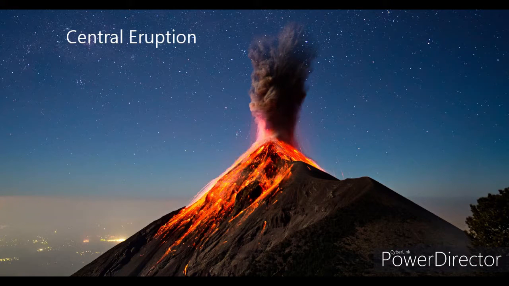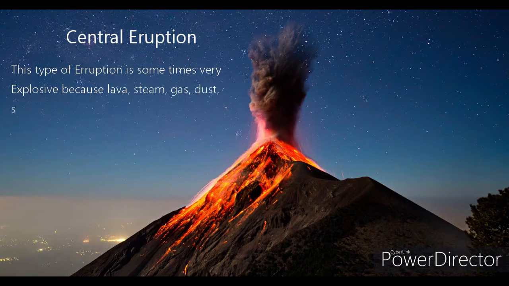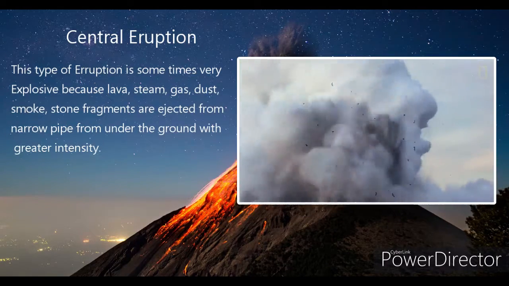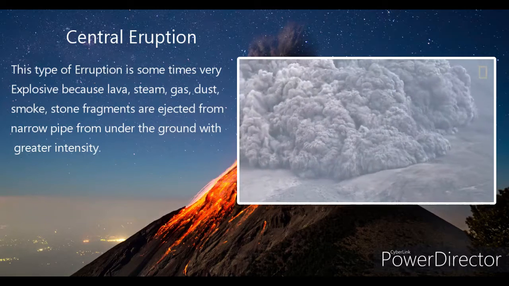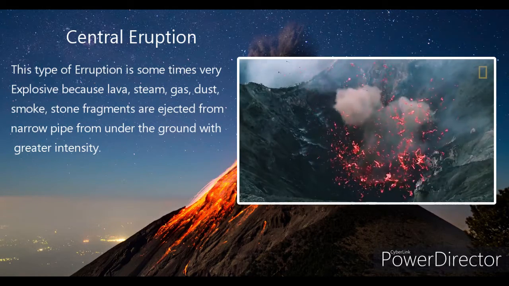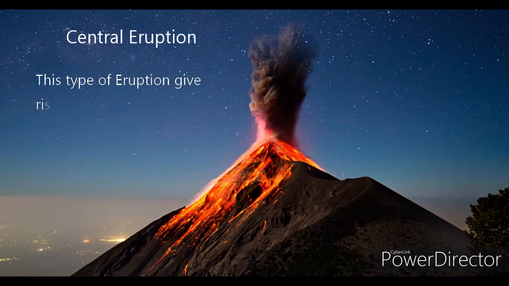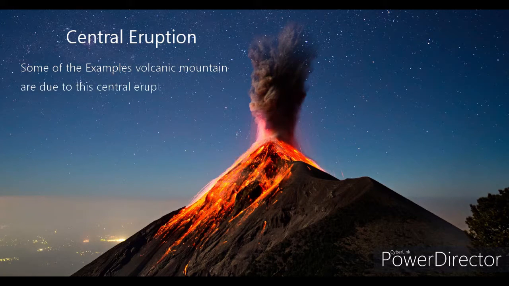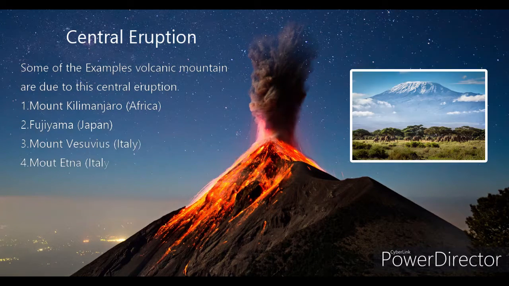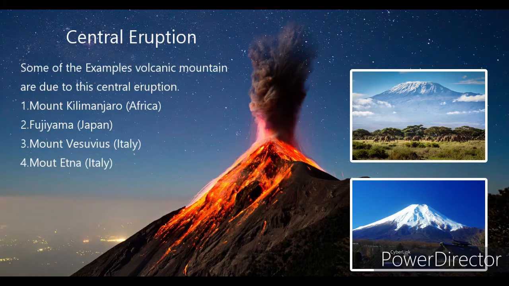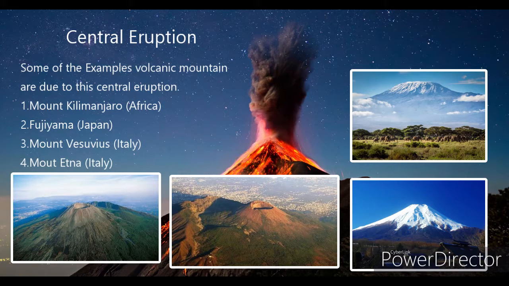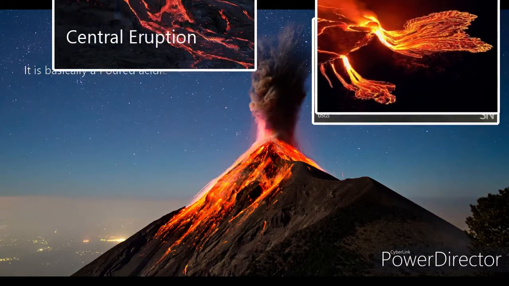Central eruption. This type of eruption is sometimes very explosive because lava, steam, gas, dust, smoke, and stone fragments are ejected from a narrow pipe from under the ground with greater intensity. This type of eruption gives rise to conical or dome-shaped hills. Some examples of the volcanic mountains formed due to the central eruption are Mount Kilimanjaro in Africa, Fujiyama in Japan, and Vesuvius and Mount Etna in Italy. It is basically a poured acidic lava.